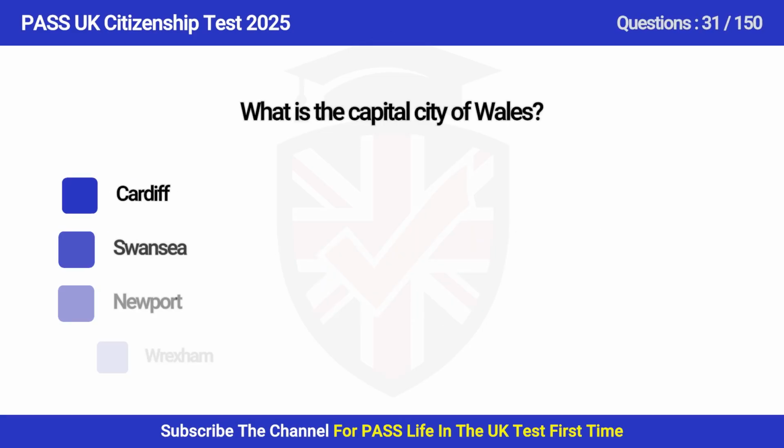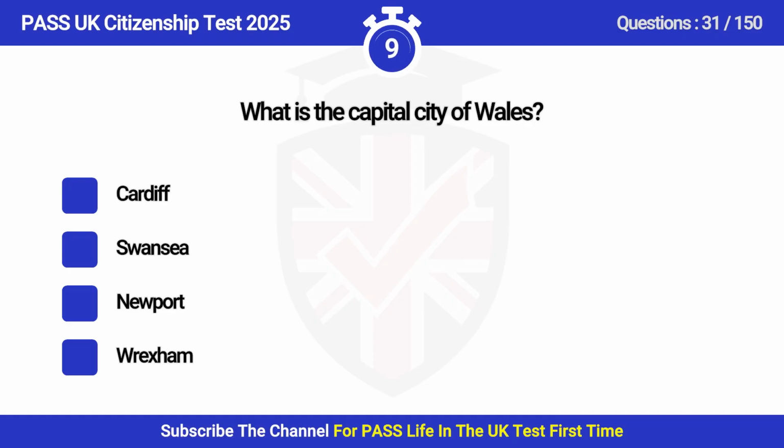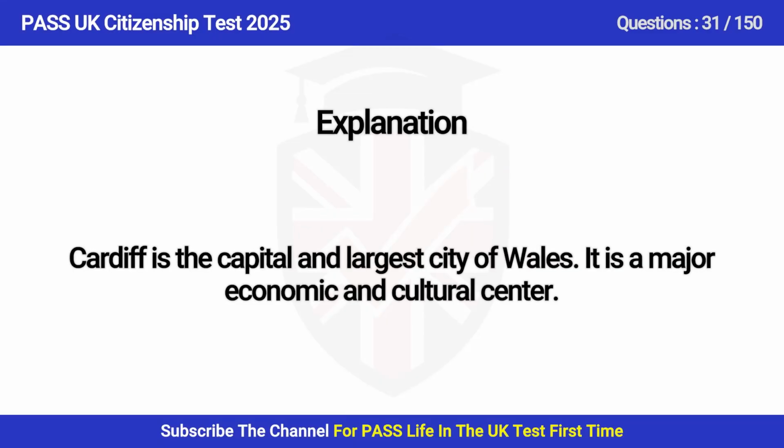Question 31. What is the capital city of Wales? A. Cardiff, B. Swansea, C. Newport, D. Wrexham. Answer is A. Cardiff. Cardiff is the capital and largest city of Wales. It is a major economic and cultural centre.